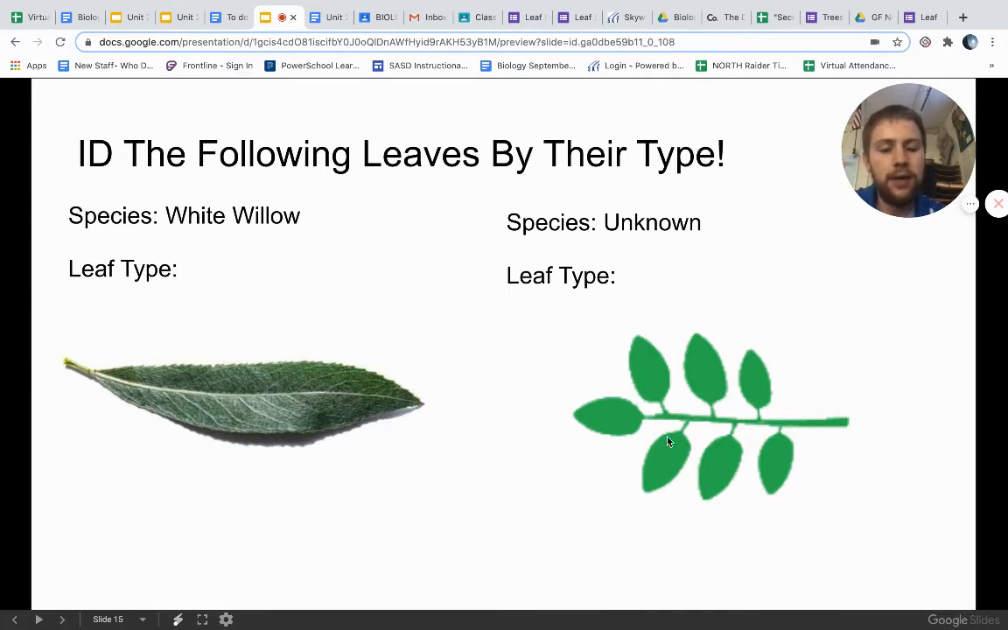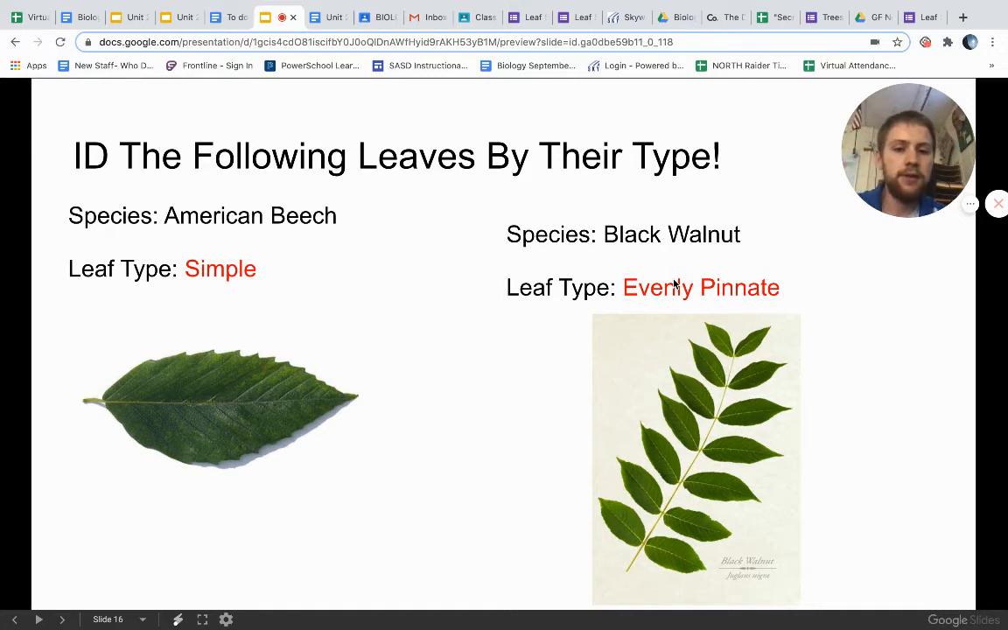Unknown leaf. So perhaps we find this unknown leaf. We don't know what species it is. We could maybe take a picture and look it up on PlantNet. However, we're probably going to want to figure out what type of leaf it is as well. Okay, so do that. And here are the answers. So American beech is a simple leaf type. Black walnut, evenly pinnate.